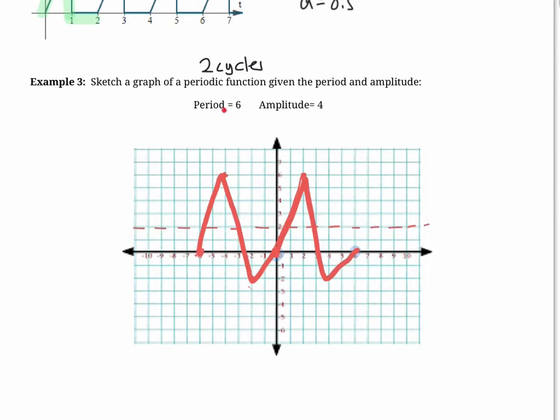Check that. And then lastly, amplitude. Figure out where the middle of your graph is, and then calculate the distance from the middle to the top and the middle to the bottom, and both have to be 4.